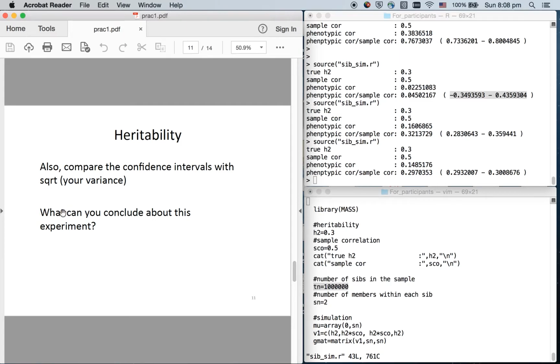Yeah, so from this exercise we can conclude that the sample size is one of the key factors that determine the accuracy of estimation.